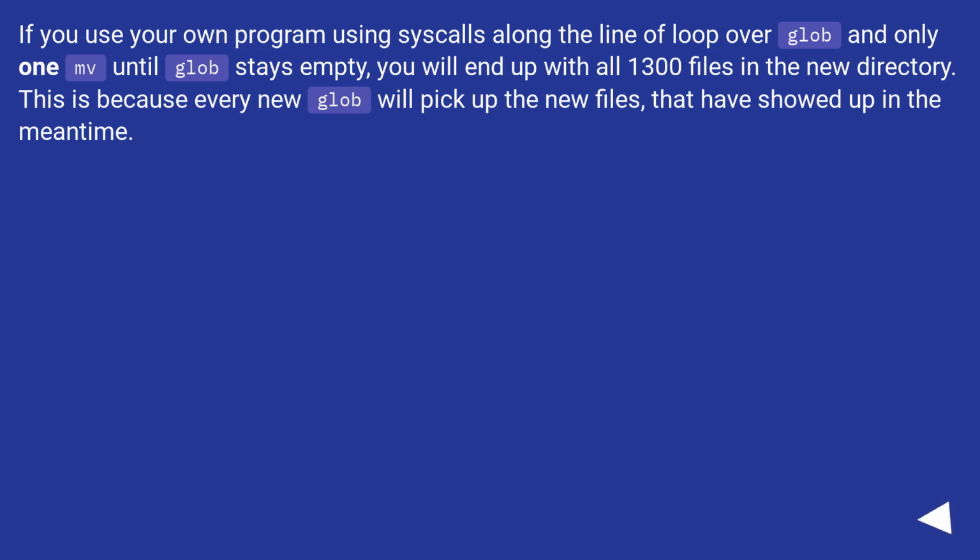If you use your own program using syscalls, along the lines of a loop over glob and only exit until glob stays empty, you will end up with all 1300 files in the new directory. This is because every new glob will pick up the new files that have showed up in the meantime.